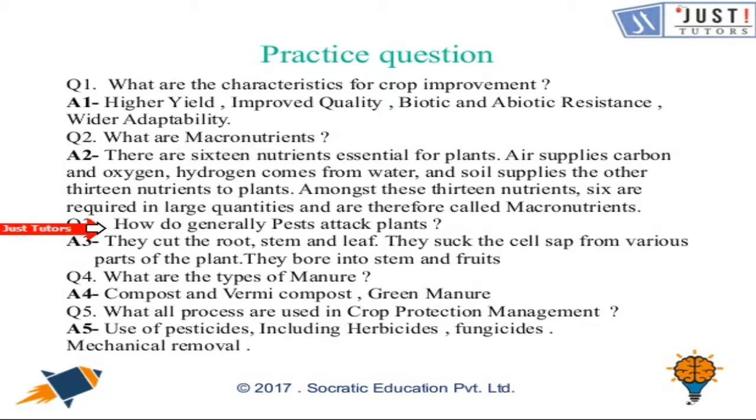How do generally pests attack plants? They cut the root, stem, and leaf. They suck the cell sap from various parts of the plant, and then they bore into stem and fruits. What are the types of manure? Compost and vermicompost, and green manure. What all processes are used in crop protection management? We can use pesticides, including herbicides, fungicides, and mechanical removal as well.